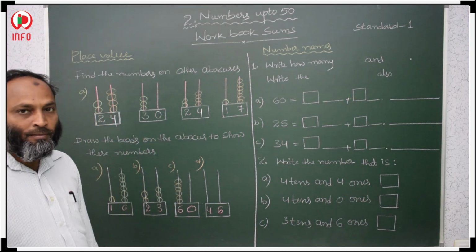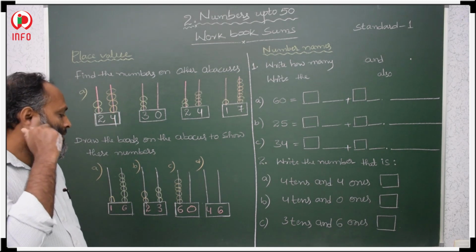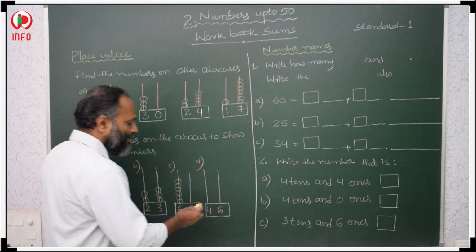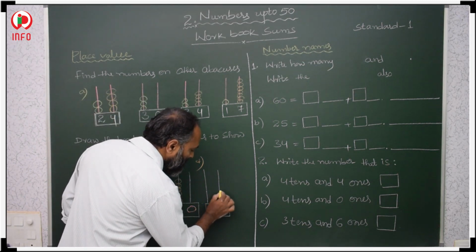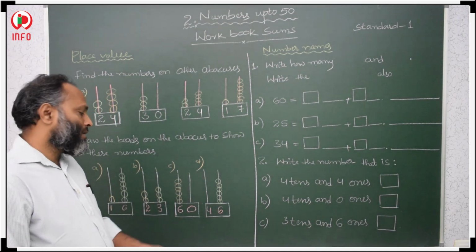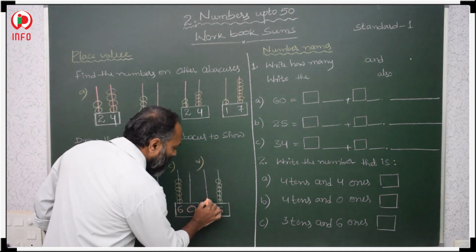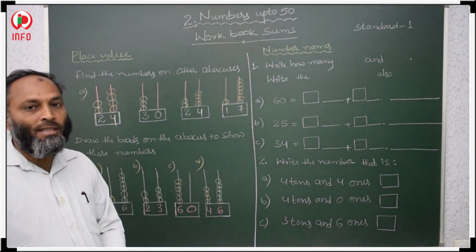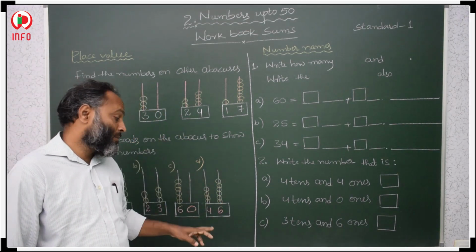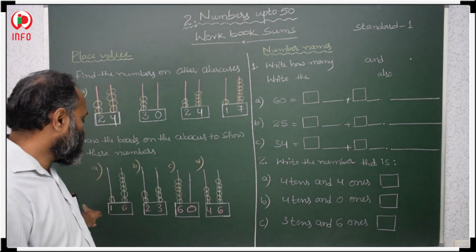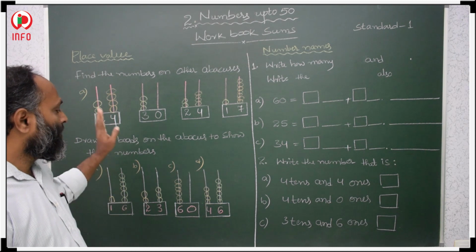It's like this. The last D question, here 6 is there in ones place, 6 beads we have to draw. 1, 2, 3, 4, 5, 6. In tens place 4. 1, 2, 3, 4. So it represents 46. 46 means 4 in tens place and 6 in ones place. In this way we have to draw beads and show.